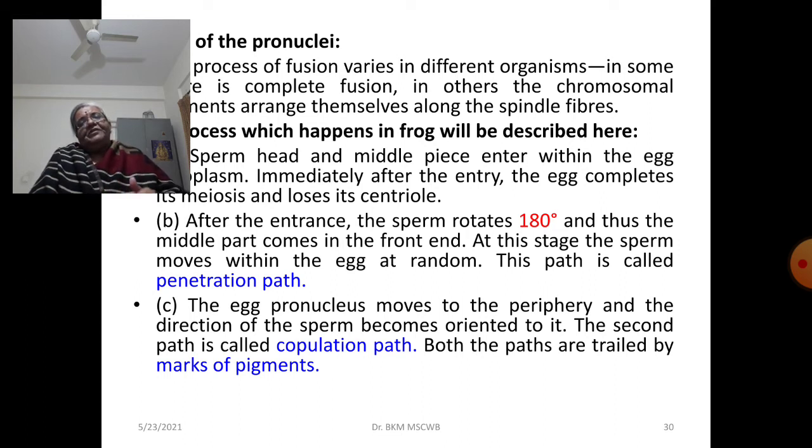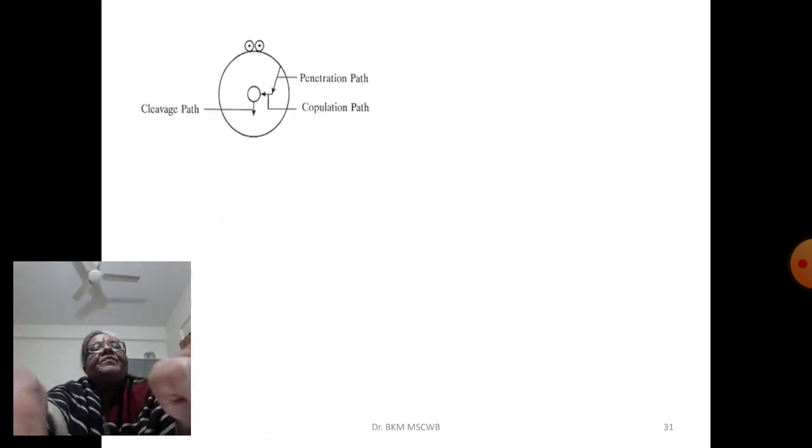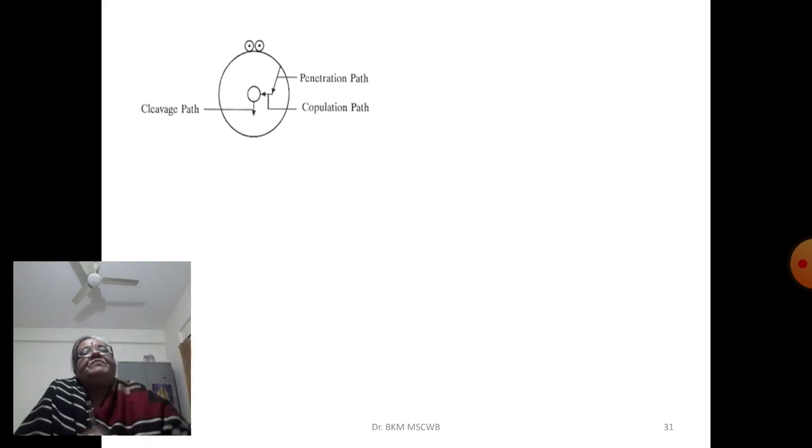Later, when they fuse, they move further and that is called the cleavage path. I'll show you the diagram. You will understand it better. Here you can see the polar bodies. You can see the penetration path, the sperm getting in, taking a 180 degree turn and moving towards the female pronucleus. That is the path of the sperm pronucleus, the male pronucleus. Then it moves towards the female pronucleus, that is the copulation path. And later, after fusion, it moves downwards and that is called the cleavage path.